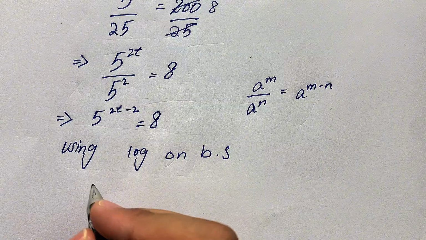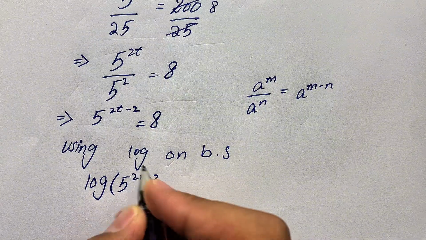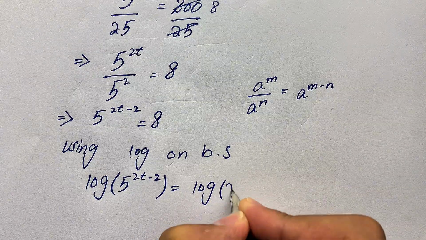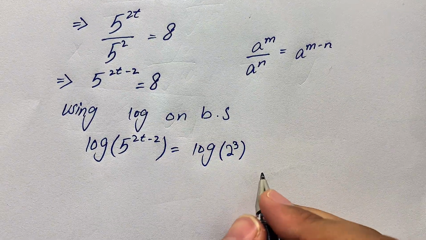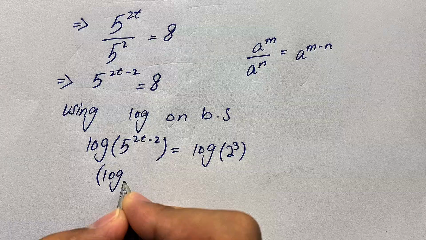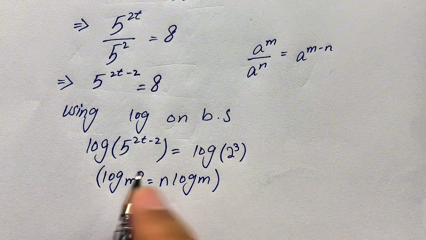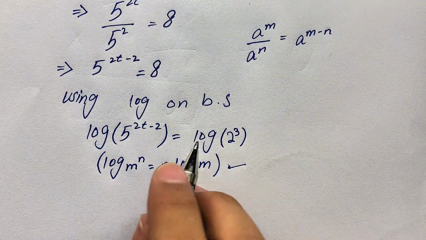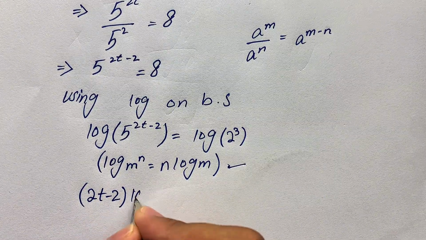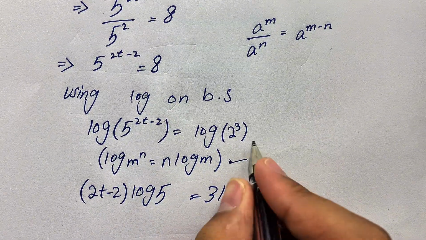After using log, we get log of 5 to the power 2t minus 2 is equal to log of 2 cubed. Now log of m to the power n is equal to n log of m. We use this formula in this equation and we get 2t minus 2 into log of 5 is equal to 3 log of 2.